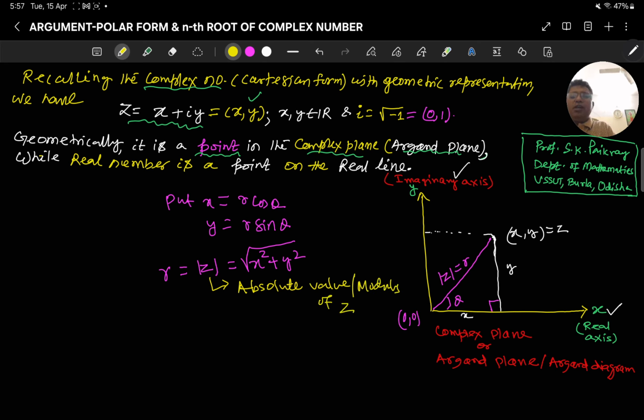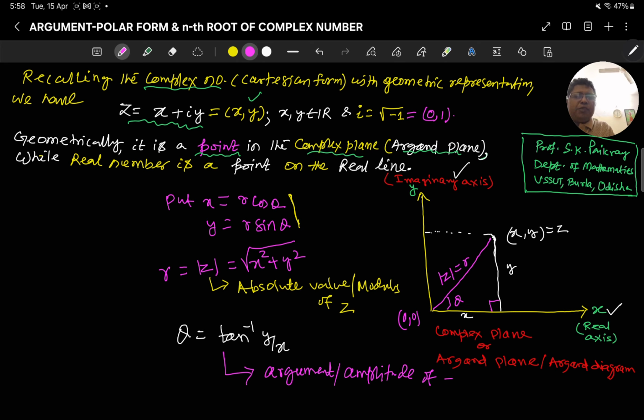Now what about your theta? Your y by x is tan theta, so your theta will be tan inverse y by x. This theta is called the argument or amplitude of your z. We write it arg z or amp z.